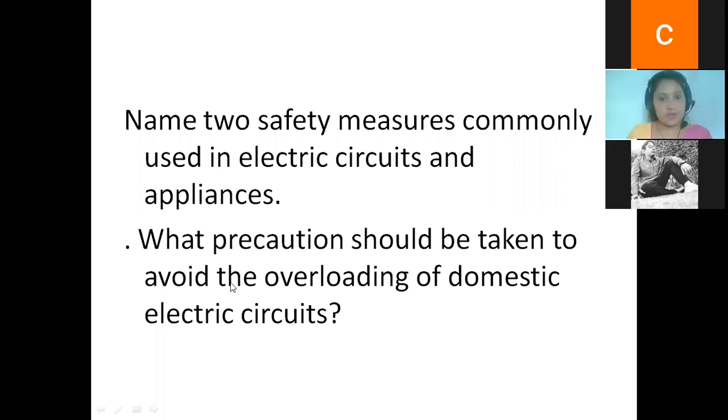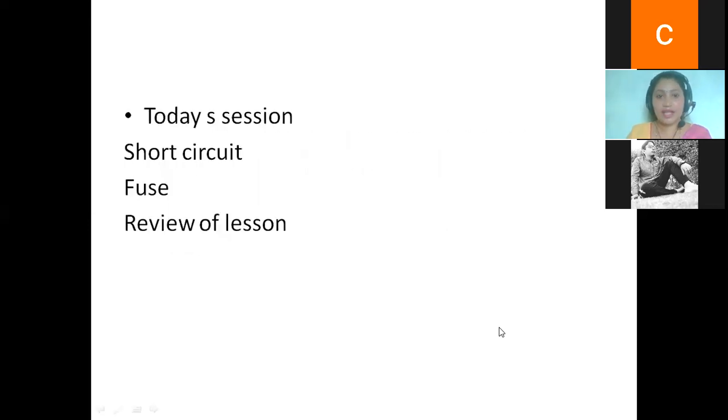What precaution should be taken to avoid the overloading of domestic electric circuits? One of the safety measures is that a fuse should be there, and next we should not connect all appliances at a time to the same socket. Clear? Okay. So these are all about the recap of previous session. In today's session, we are going to learn about short circuiting, fuse, and the review of the whole lesson. Clear?